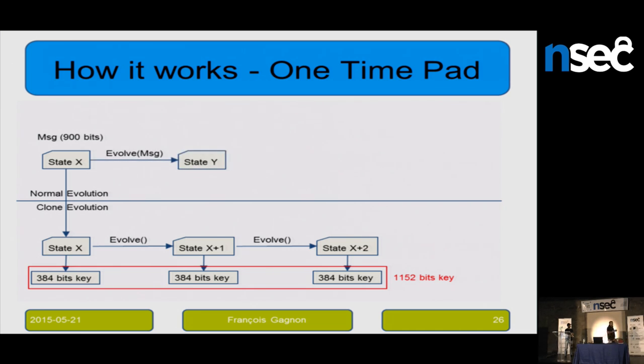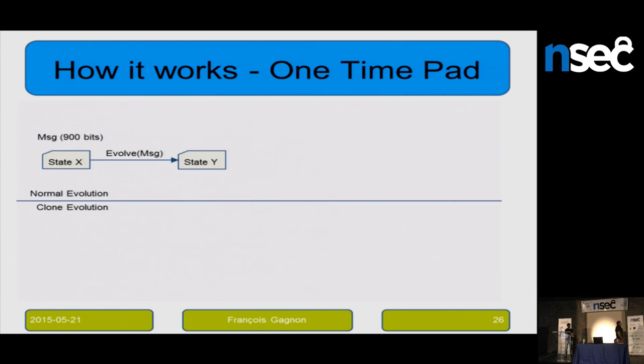Then the evolution of the original system will be done with the message and parameters, so that's going to end up with a completely new state that's not related with state X plus 1 or X plus 2. And then we can delete all the clones we've got and keep going just with the main system.